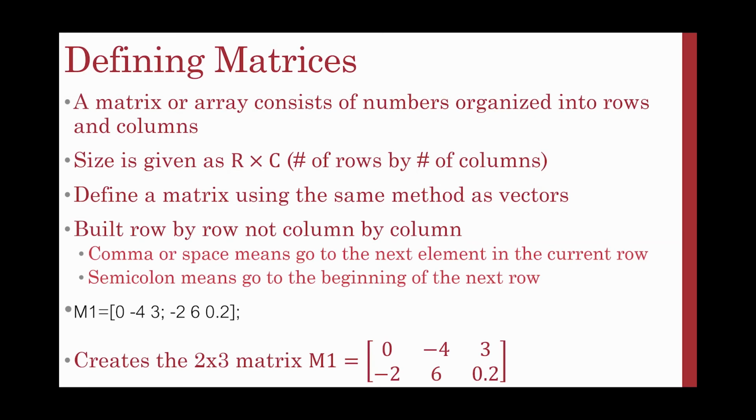For example, if you were to type M1 equals bracket 0, minus 4, 3, semicolon, minus 2, 6, 0.2, you would create the 2 by 3 matrix M1 that contains 0, minus 4, 3 in the first row, and minus 2, 6, 0.2 in the second row.